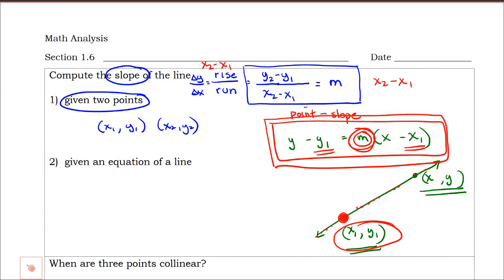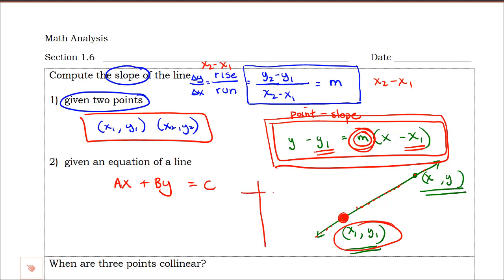Okay? So, if I'm given 2 points, I can find the equation, or find the slope, using the slope formula. Yeah? What if I'm given some sort of equation? Let's say ax plus by equals c. There's a lousy way and there's a good way. The lousy way is to find 2 points. Take the equation and find xy that works. Find another xy that works, right? And use the slope formula again.